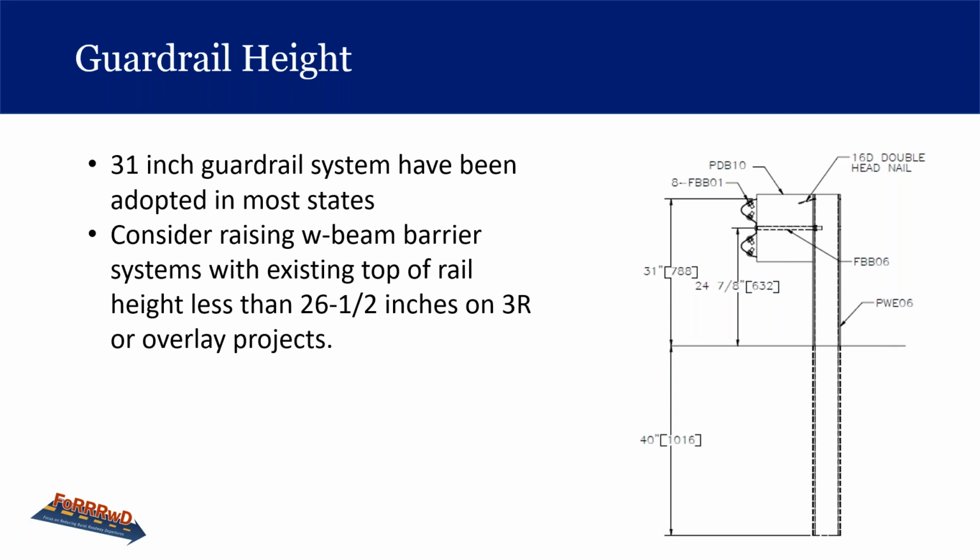When do you need to raise the guardrail when an overlay has reduced the height? That's a good question. The AASHTO Roadside Design Guide 4th edition states that guardrail that is at least 26.5 inches high after an overlay may remain in place. So that's your line there, 26.5 inches. That's the lowest we want it after an overlay.